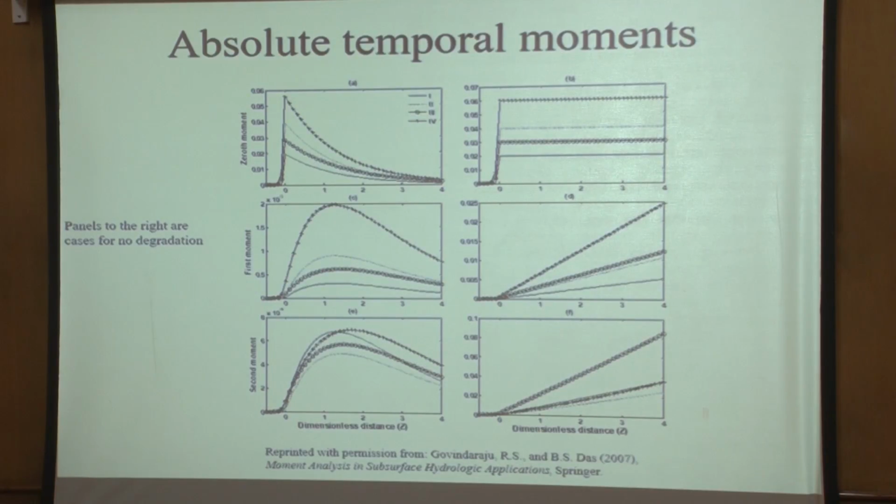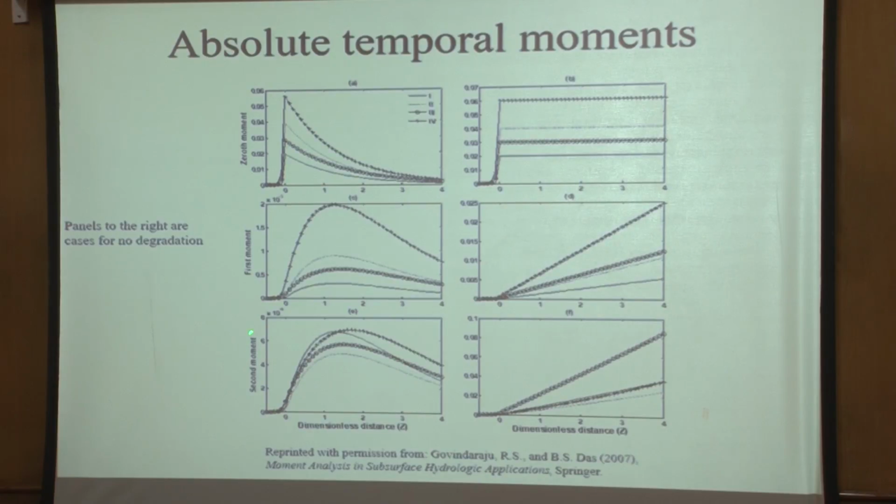Okay. Without degradation, it increases linearly, which is what you would expect. So that is what we said: effective velocity is almost a constant, which means the slope of this line is almost a constant, and therefore it's increasing linearly. With degradation, you'll get very strange behavior.